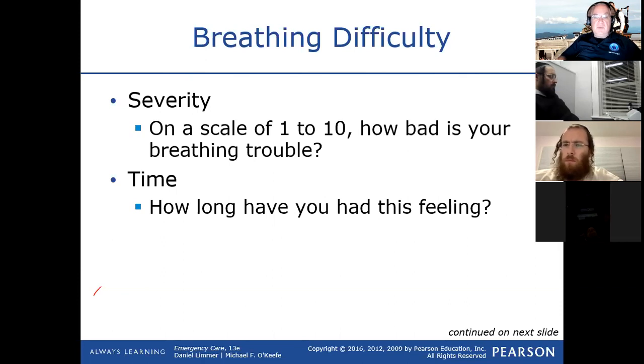Somebody asked me the difference between a productive cough and a non-productive cough. A productive cough, again, means that somebody is bringing up mucus. They're producing something, right? Versus a non-productive cough. Typically, viral and bacterial infections in the lungs produce a lot of mucus, right?